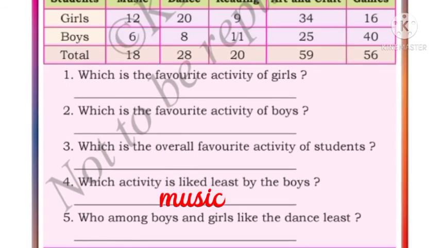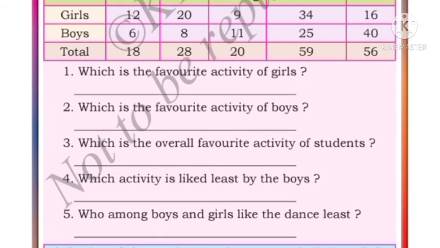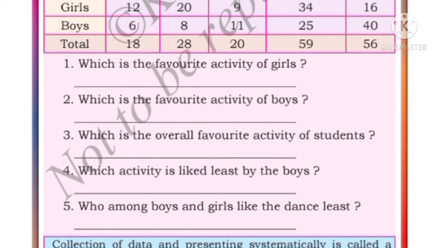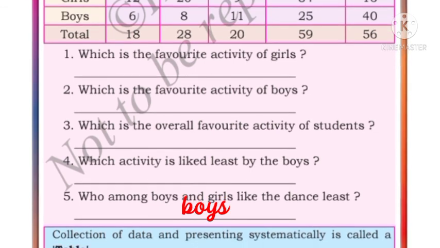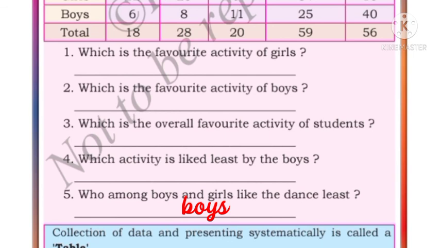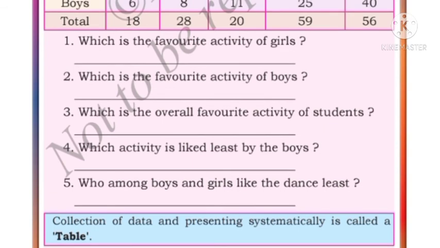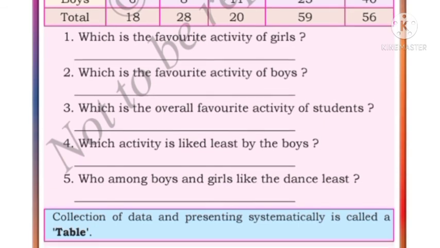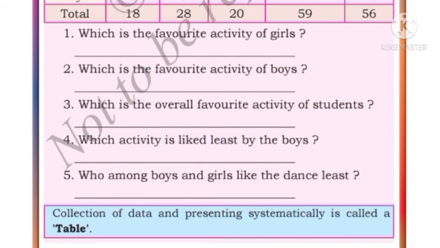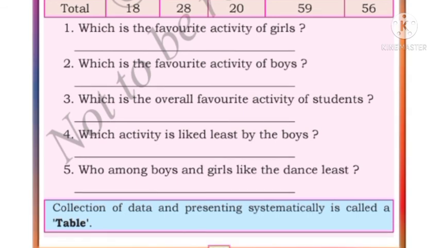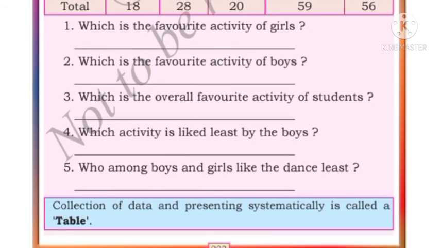Then among boys and girls, who likes the dance least? So see the dance row, and who likes the dance least? That is boys. Boys are fewer in number, so boys like the dance least. So children, this is all about how you have to collect the data and how you have to write it, okay? So the collection of data and presenting it systematically is called a table. Hope you all have understood this lesson, data handling.